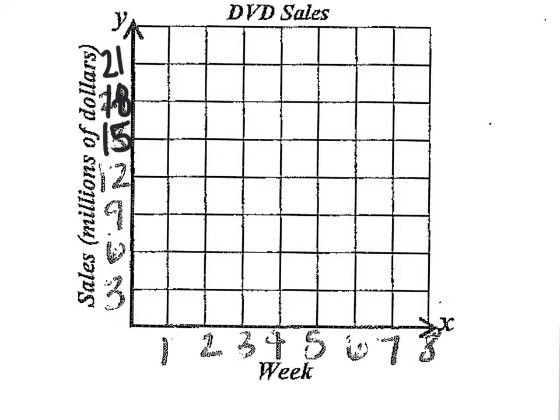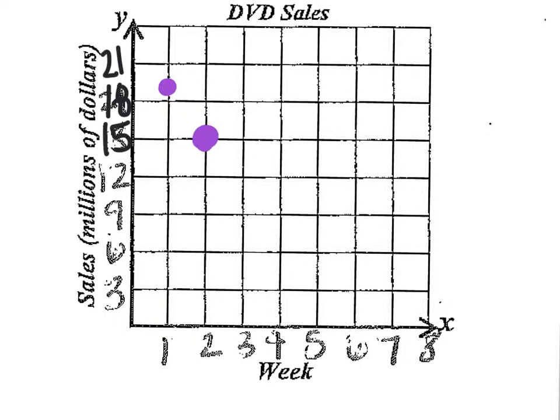So if we look at the table to our left, the first ordered pair that it gave us was the ordered pair 1, 19. So I'm going to go all the way up here to 19, which is going to be between 18 and 21. It is going to be closer to 18, so we're going to put a point there to represent the weekly sales in week 1, which was $19 million. The next point it gave us was 2 and then 15. That's going to be right here on this line.